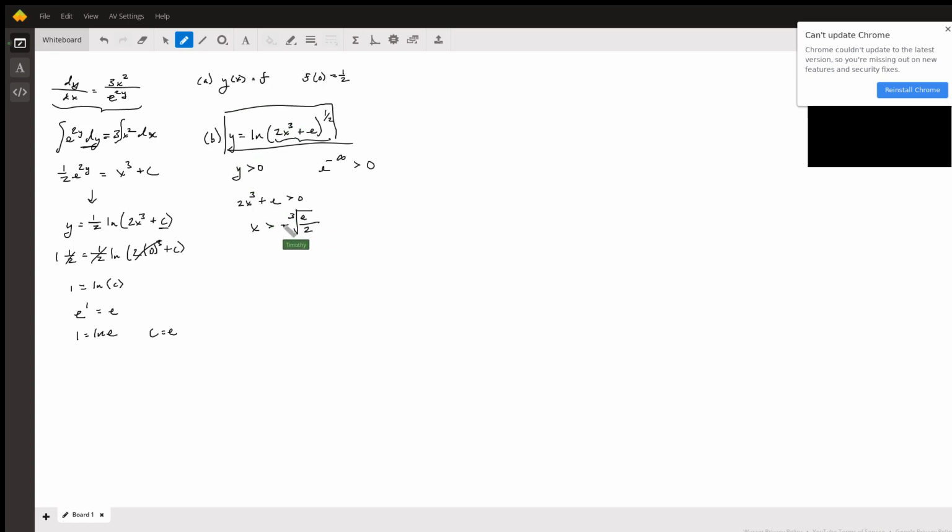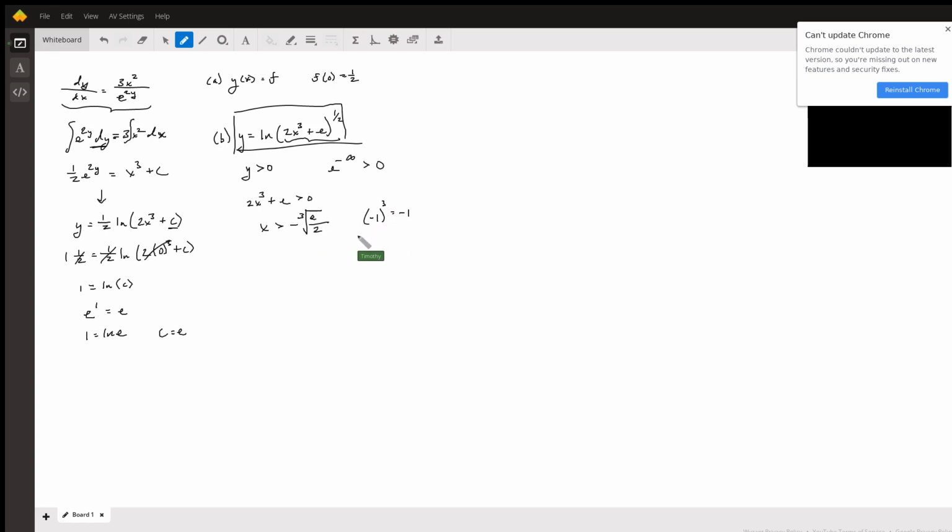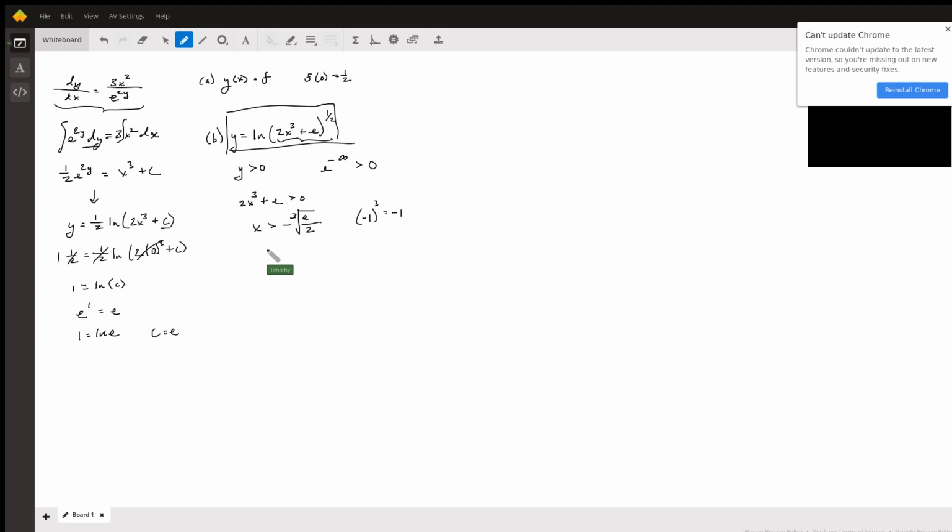And we can put the negative inside or outside the radical. It doesn't matter, because -1 cubed will still be a negative number. It's only a square root where you cannot have a negative inside the radical. So the domain is that x is going to be greater than the cube root of negative e over 2, and it's going to be less than infinity.